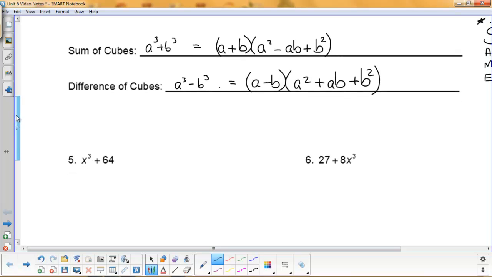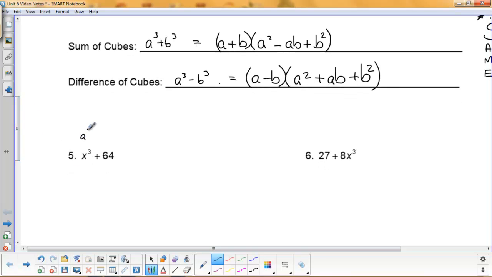Okay, moving on. So this is a cubed, and that's plus b cubed. So that means I'm going to do x and then 4. I'll go ahead and show you how to use SOAP in just a minute. And then it's going to be x squared, 4x, and 16. And then you can insert your symbols by using SOAP. Same, opposite, always positive.